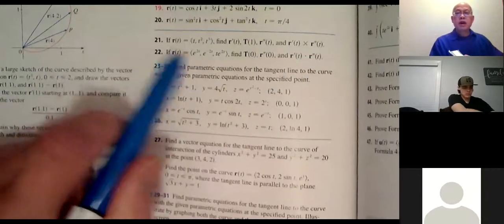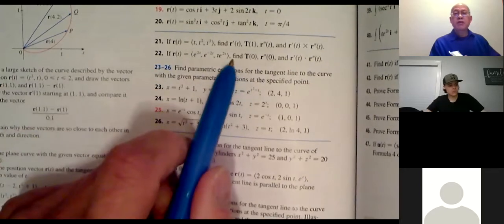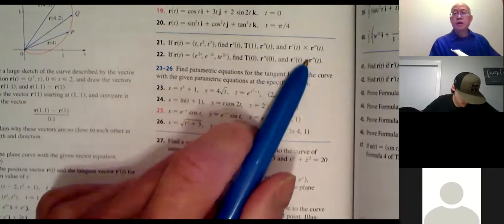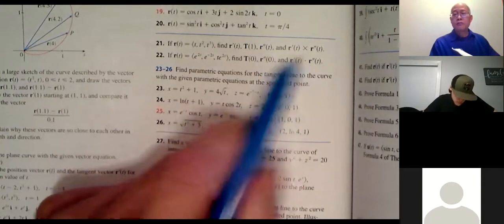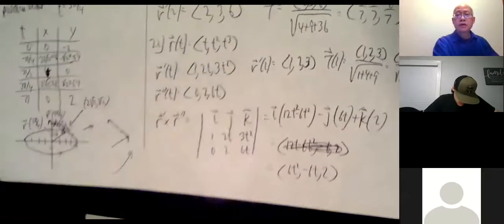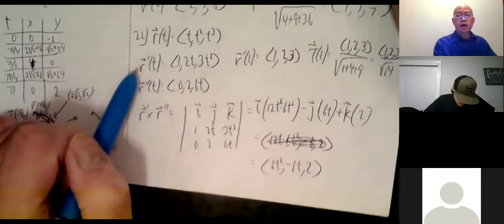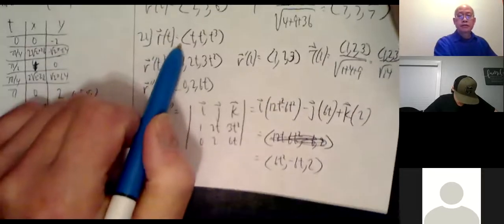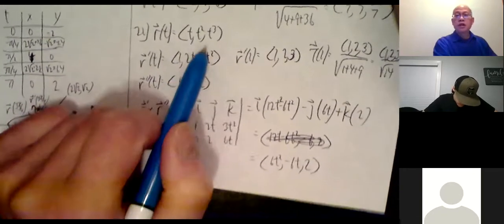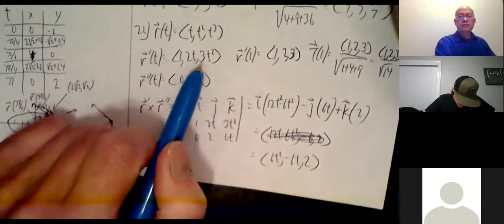Okay, 21. R is t, t squared, t cubed. Find R prime, capital T of 1, R double prime, and R prime cross R double prime, for whatever reason. That would become important a little bit later. But let's just do it. So they ask for R prime, that's easy. Derivative of t is 1, derivative of t squared is 2t, derivative of t cubed is 3t squared.